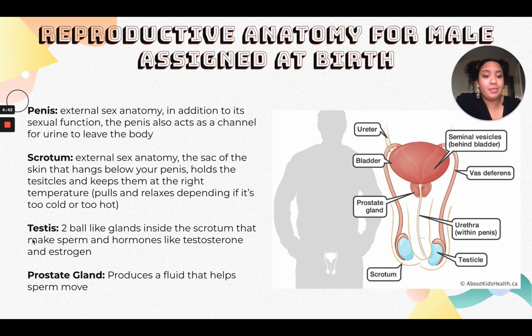Okay, and then there are testes. There are two of them. They are inside the scrotum, and they produce sperm, and they also produce hormones like testosterone and estrogen. So both male and female assigned at birth produce testosterone and estrogen. Then lastly, there's the prostate gland right here. That produces a fluid that helps sperm move. Well, that's not the last we're going to talk about, but that's the last on the slide.